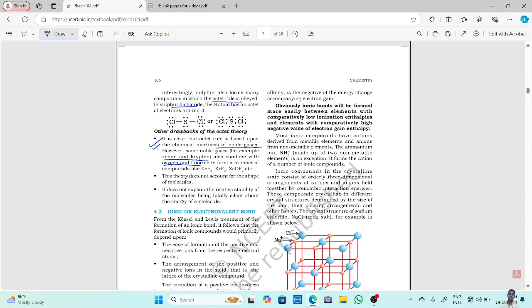This theory does not account for the shape of the molecule. It doesn't explain the shape of the molecule. It does not explain the relative stability of the molecule, being totally silent about the energy of the molecule. So it doesn't explain how stable a molecule can be, or what its energy will be when it is combined. It doesn't explain all these concepts. So these are the drawbacks of the octet rule theory.